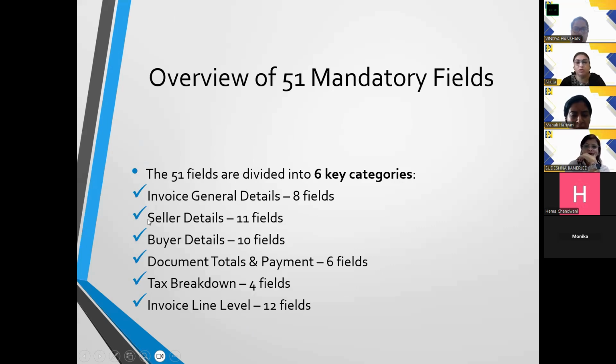First is invoice general details, 8 fields; seller details, 11 fields; buyer details, 10 fields; document totals and payment, 6 fields; tax breakdown, 4 fields; and invoice line item, 12 fields.